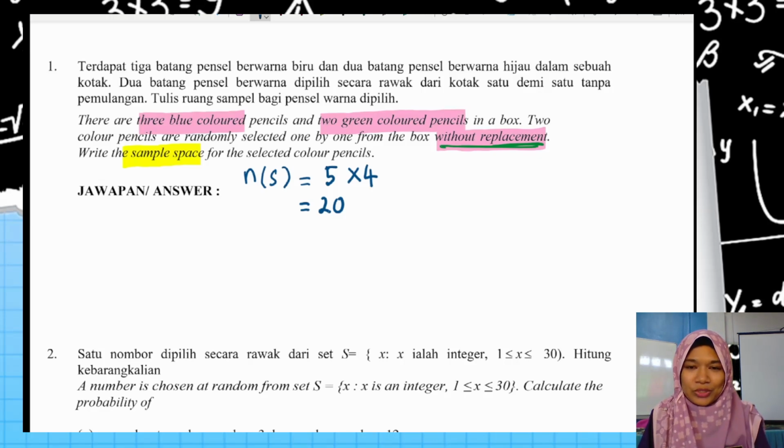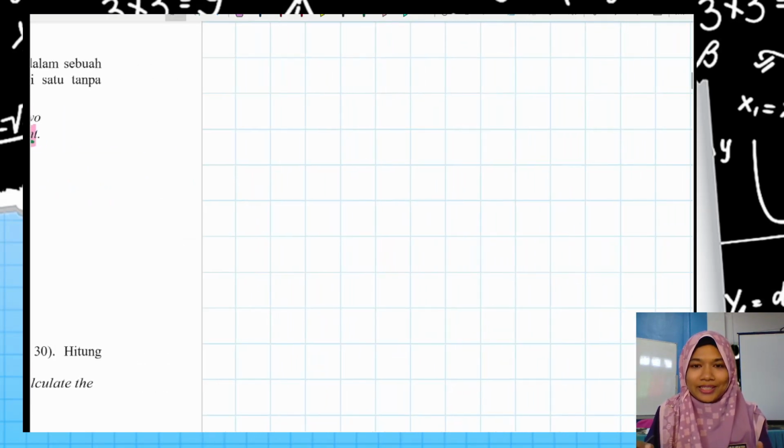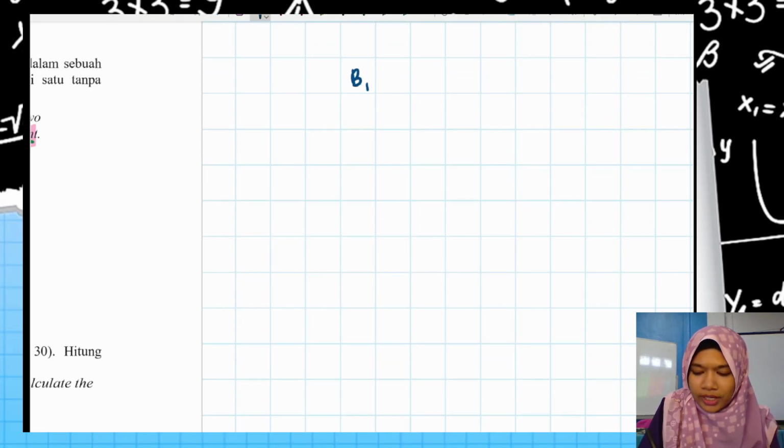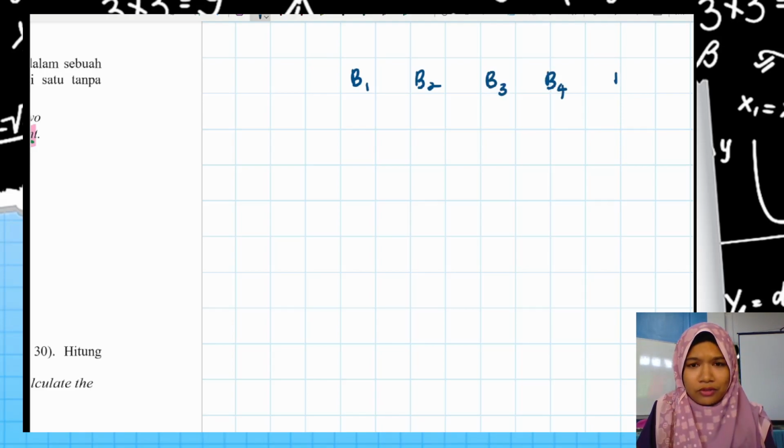How to make sure you do not leave out any possible outcomes? This is a tip on how to write the possible outcomes, or the sample space. You have B1, B2, B3, B4. It has 3 blue colored, so B1, B2, B3. Okay, wait a minute.